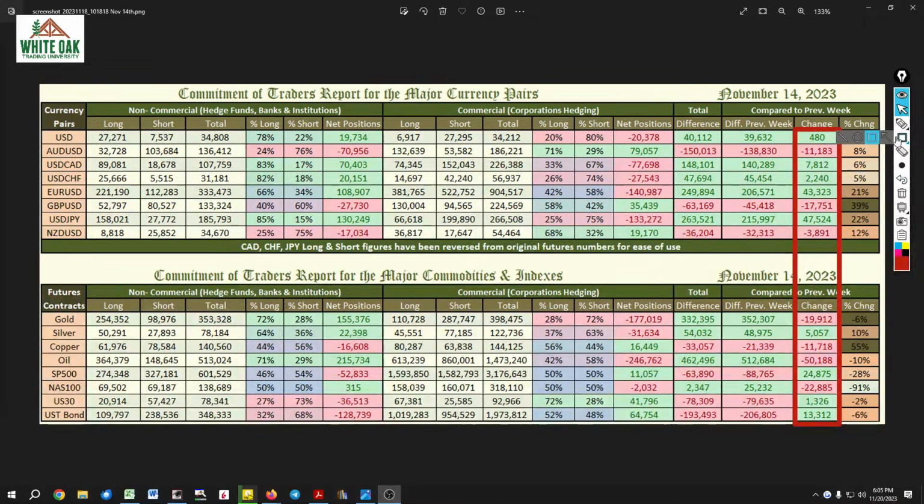So again, let's go back and take a look at here. Euro, 43,000. That's pretty aggressive. Bullish. Then I look at US dollar, Japanese yen. Look at that. 47,000. Interesting. Very strong euro, very strong US dollar, Japanese yen. Keep that in mind.